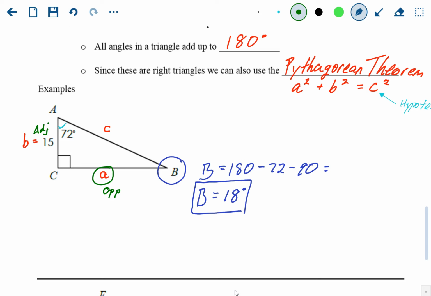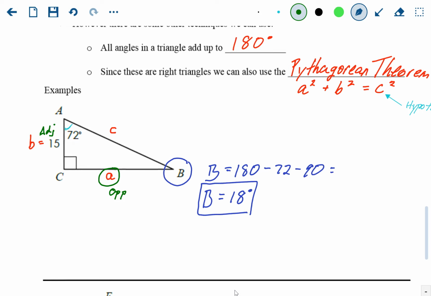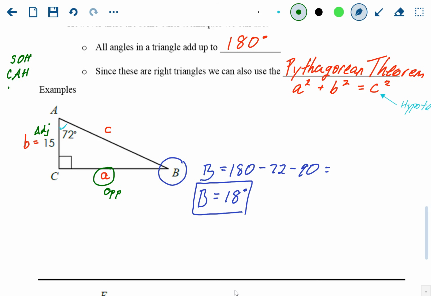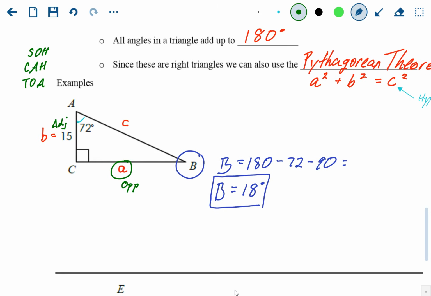So we have to decide what trig function uses opposite and adjacent. It's always good to write these down. Sine and cosine both use the hypotenuse, so it can't be those. So it's got to be tangent, which is opposite over adjacent. So our trig function for this is going to be the tangent of the angle, which was 72, is equal to the opposite side divided by the adjacent side, which is A over 15. And then solve for A.